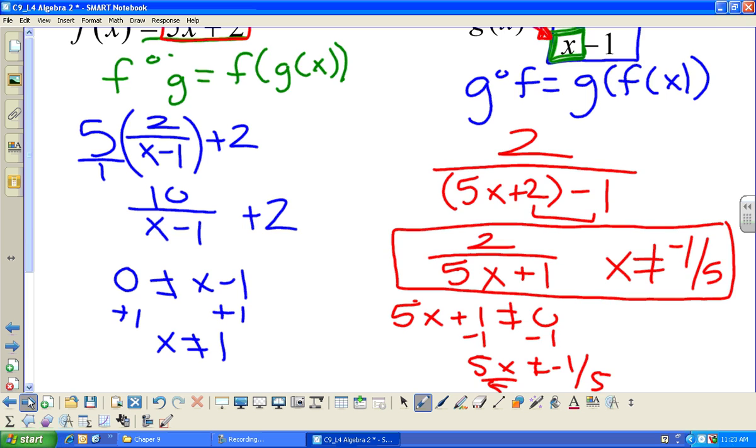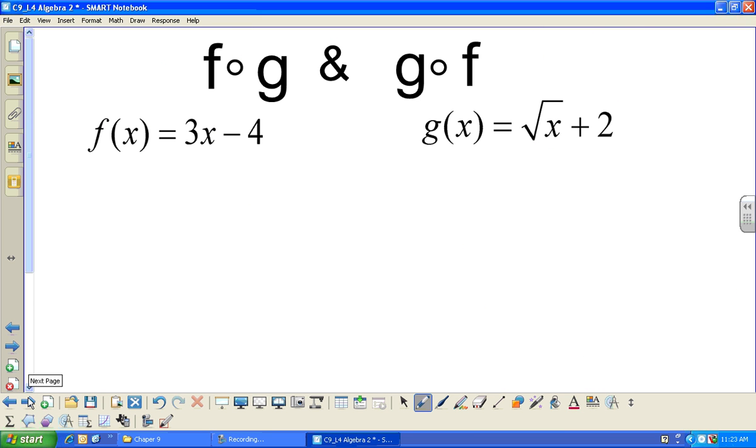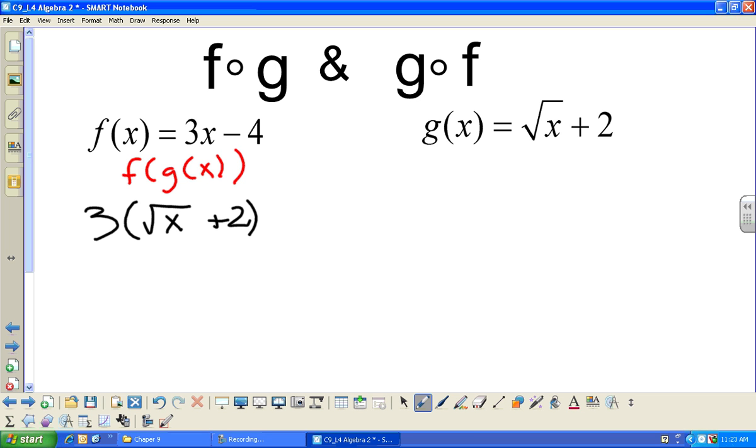There are 2 more practice problems I would like you to try on your own. So I'm finding f of g for the first one. This always helps me to rewrite the function of g inside the function of f. So I always start off by writing the function of f. Anytime I see an x, I replace it with whatever g is equal to. And then I finish writing the function of f.